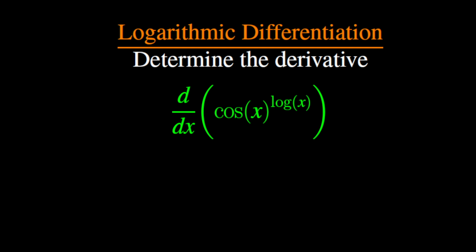Hello. In this problem we are asked to find the derivative of the function cosine of x to the power logarithm of x. This is a typical calculus 2 problem. We will carefully walk you through the solution, by applying the chain rule and the logarithmic differentiation technique.